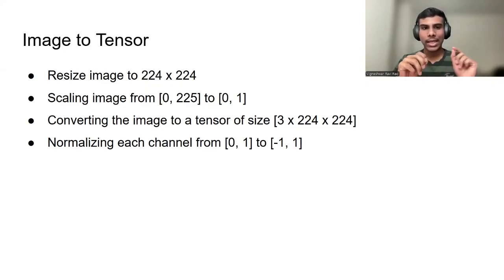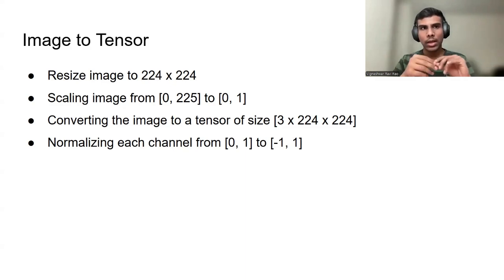Then we scaled each pixel of our image from 0 to 255 to 0 to 1. Each pixel has red, green, and blue values, and those values range between 0 and 255, so we scaled them to between 0 and 1. Then we converted those images into a tensor of size 3 by 224 by 224. And then we normalized each channel, the red, green, and blue channels, from 0 to 1 to -1 to 1.